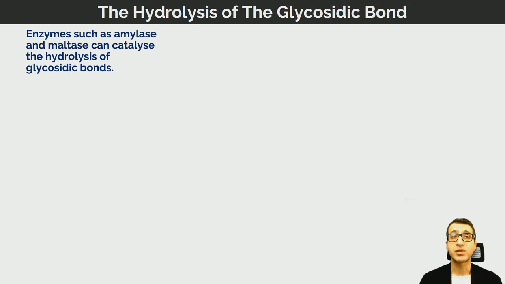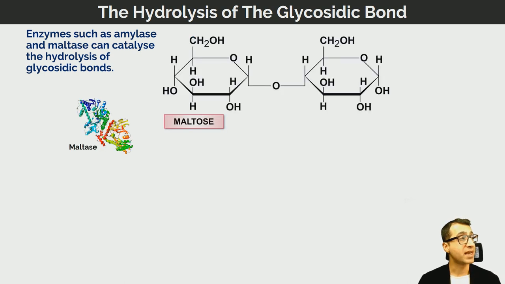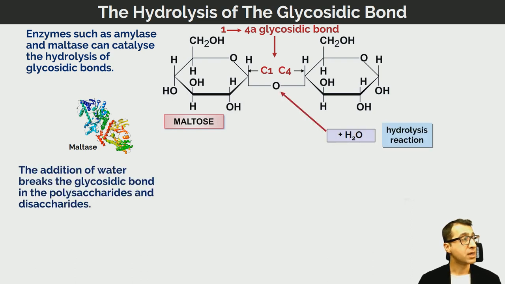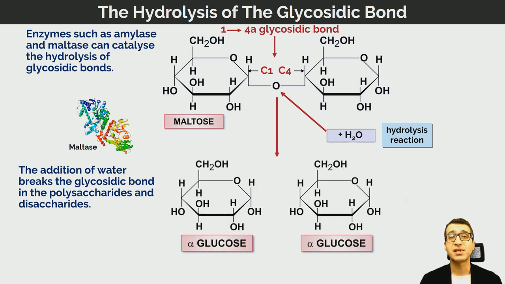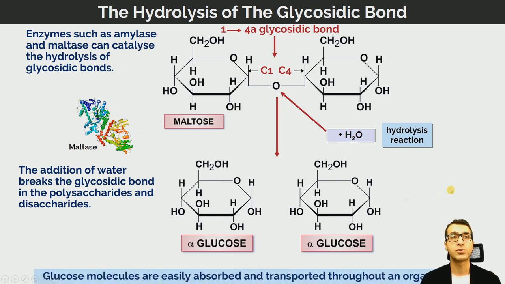So enzymes such as amylase and maltase can catalyze the hydrolysis of glycosidic bonds. And so we're looking here at an example of what we mentioned before, a reaction where a water molecule is being added across one of the bonds that was formed in the formation of a polymer and thereby breaking that bond. So what we see here is a 1,4 alpha glycosidic bond. And so when we add water across that bond, in a hydrolysis reaction, this breaks the glycosidic bond and releases the two alpha-glucose subunits, which were originally polymerized together in the condensation reaction that we saw before. And so essentially what we're doing here is we are reversing that condensation reaction to release the two individual monomer molecules. And so glucose molecules are easily absorbed and then transported throughout an organism. And this is important because typically glucose molecules would then be used for the purposes of metabolism, for respiration.